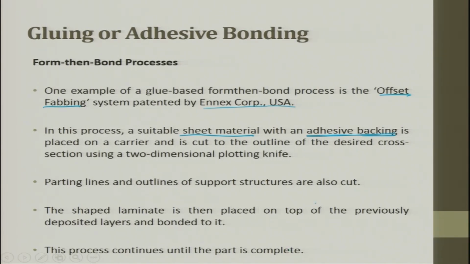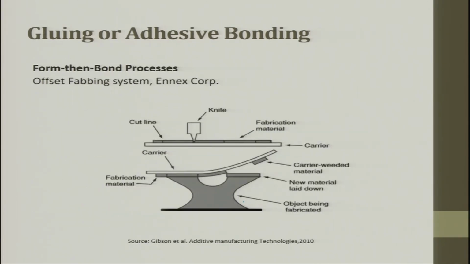So, first you make the layer information and then glue it. So, this is how it is. You can see here, this is a part being fabricated, this is the table. Here is the new material getting laid. This is a carrier, weeded material, this is a carrier. Carrier is, if you want to put an analogy, you have a roller, there is a tape which is going on, and if I take the cross section of the tape plus this.